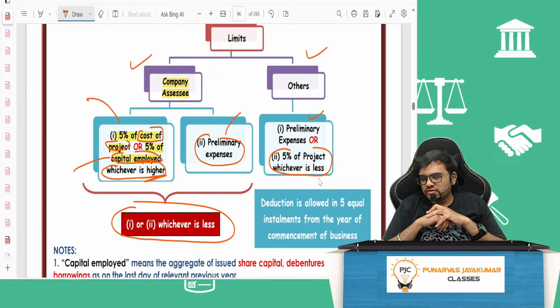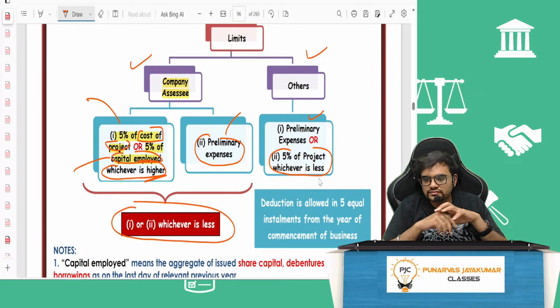So in the exam, you should figure out what is cost of project. You should know what is capital employed. And then the actual preliminary expenses. Deduction is allowed how much? 1/5. 5 installments from the year of commencement of business.